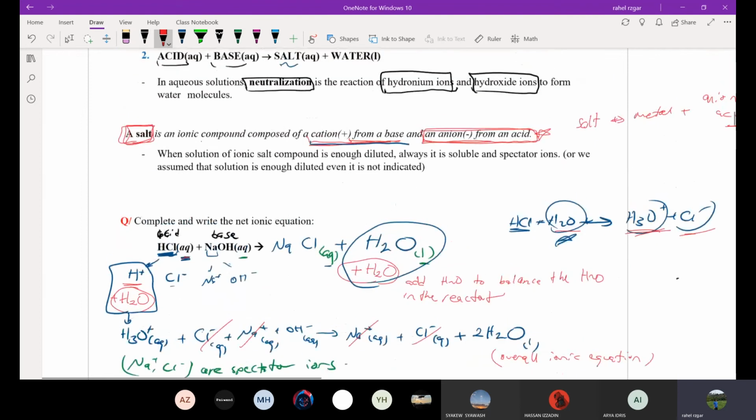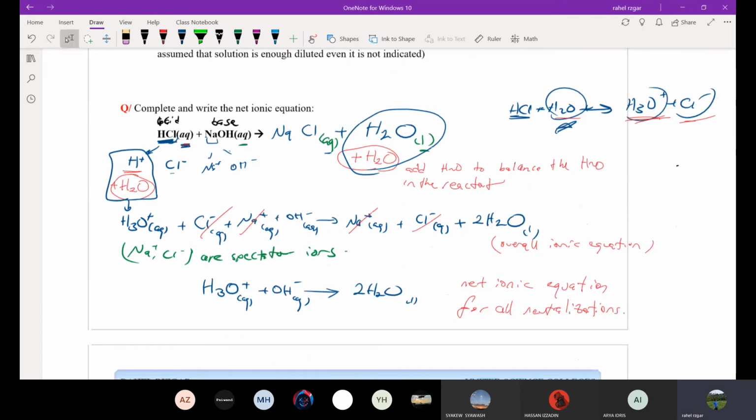Let's go back to the definition, everyone. What is the definition here? The definition of neutralization is the reaction of hydronium and hydroxide. As you can see, what has reacted here? Just a reaction, H3O and OH has reacted. So this is the net equation. These have undergone reaction, not the Cl and Na.